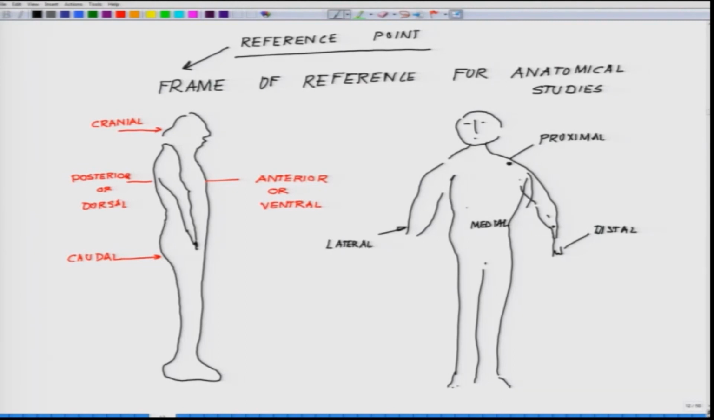So these two are opposing each other, the lateral and the medial. Medial is basically anything to do with the central part, whereas the lateral are on the sides.